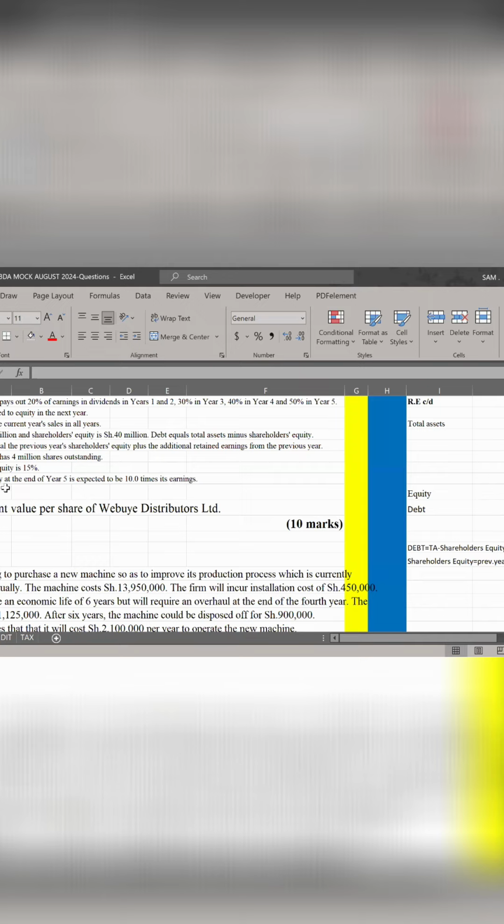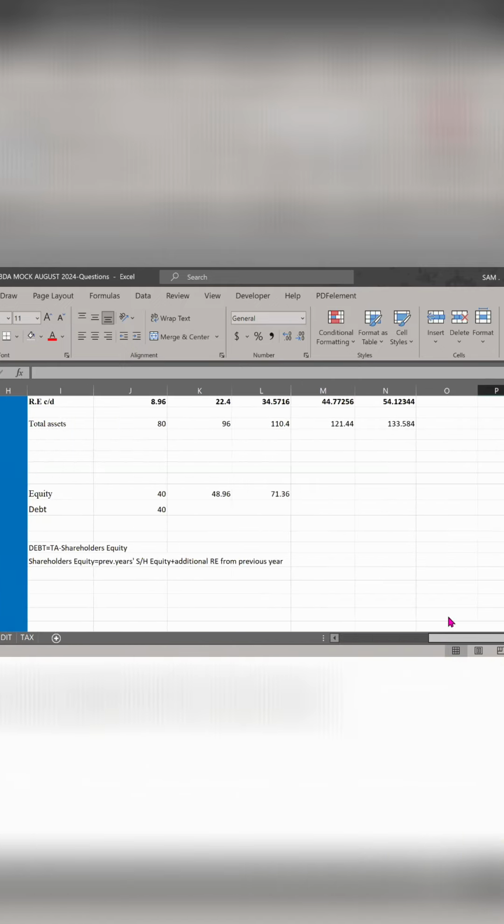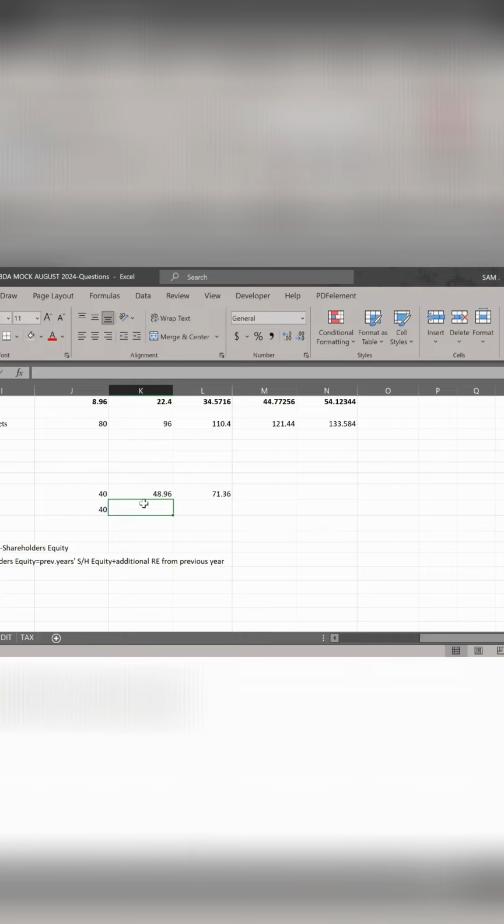And then shareholders' equity will be equal to the previous year's shareholders' equity plus the additional retained earnings for the previous year. So I think that is something that we've done for the equity. Now, let us get this debt. So this debt here, from what I wrote here, is total assets minus shareholders' equity. So we take total assets for that year, less shareholders' equity for that year, like that. We get our debt like that.